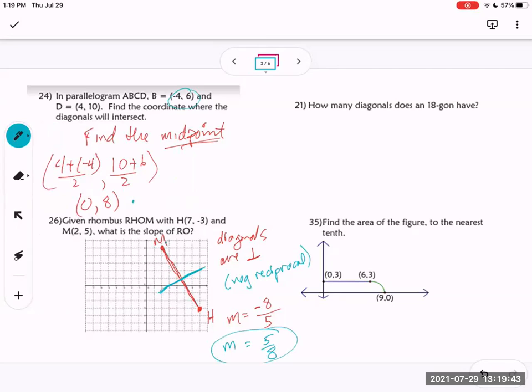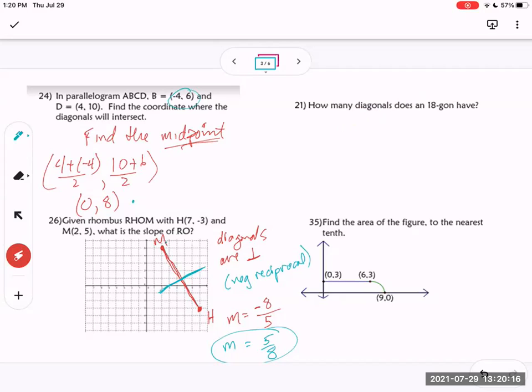All right. Number 21, how many diagonals does an 18-gon have? Well, if you know the formula for the diagonals, anybody know what the formula is? We didn't learn this, so we were told to skip this question. Oh, yeah, on the answer key it said that. All right, let's not even do it then. I don't want to confuse you. There's a formula for it, but it's all good.